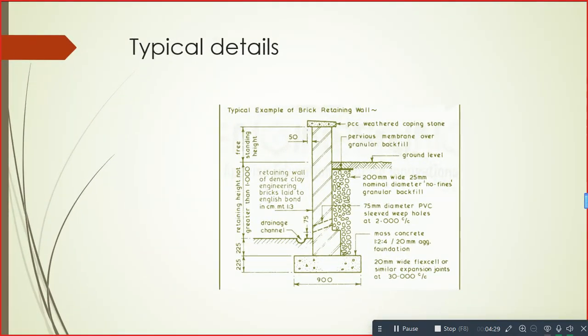Now I want us to see typical details of a retaining wall. As you can see, you have the retaining heights. These are samples of a foundation. Have you seen? Yes, we can see. We have weathered coping stones, pervious membrane over the granular backfill. So I would like you, at your free time, to go through this diagram and draw it. Do more practice so that you can get used to it.